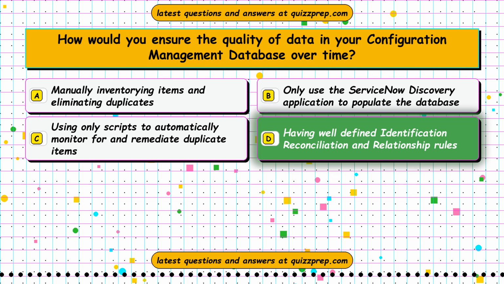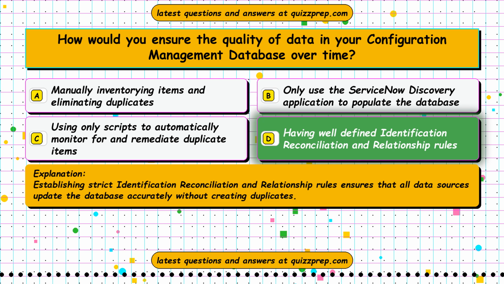The correct answer is option D, having well-defined identification reconciliation and relationship rules. Establishing strict identification reconciliation and relationship rules ensures that all data sources update the database accurately without creating duplicates.